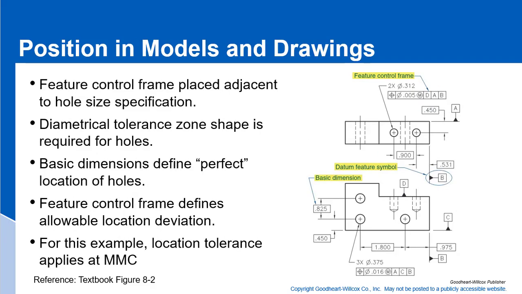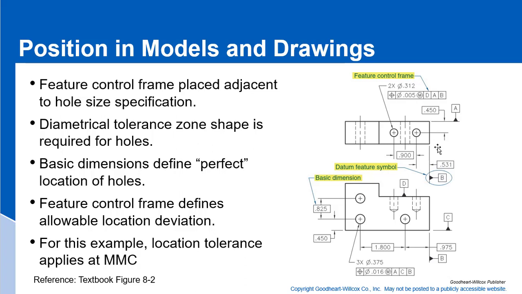Okay, let's talk about position in models and drawings. Here we have some orthographic views of this part, and we have two holes that are located on datum D of this part. We have a feature control frame here to establish the positional tolerance of the holes on that part. So we start with the 2X diameter 37312.